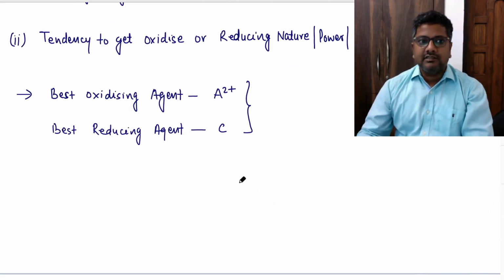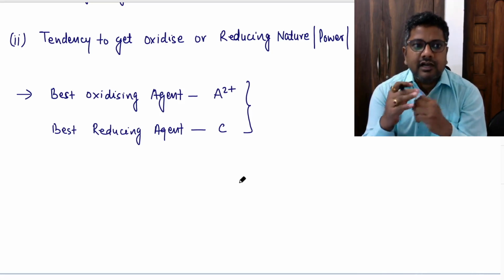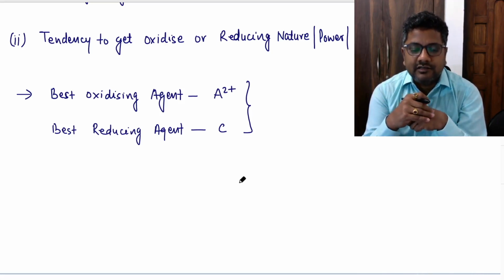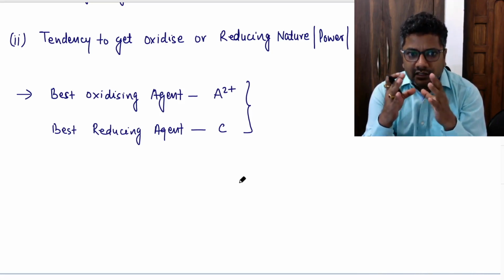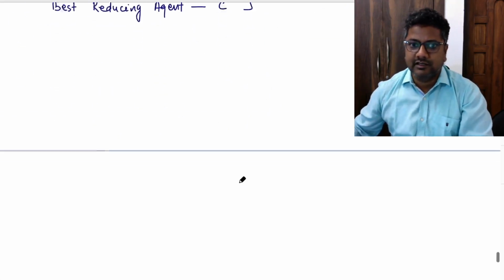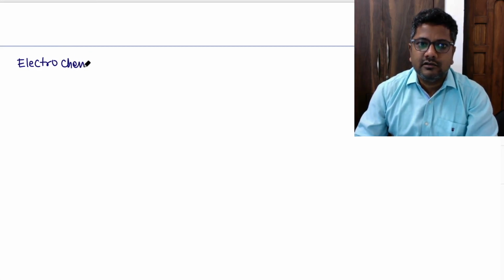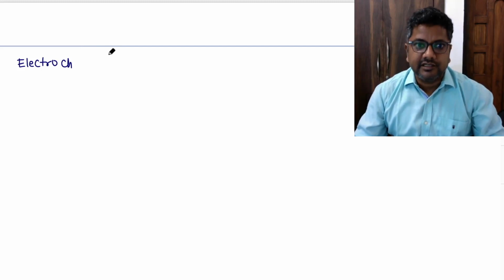And on the basis of this magnitude of reduction potential or oxidation potential, whatever you want, one series is prepared that is known as the electrochemical series. So we can see here the electrochemical series.